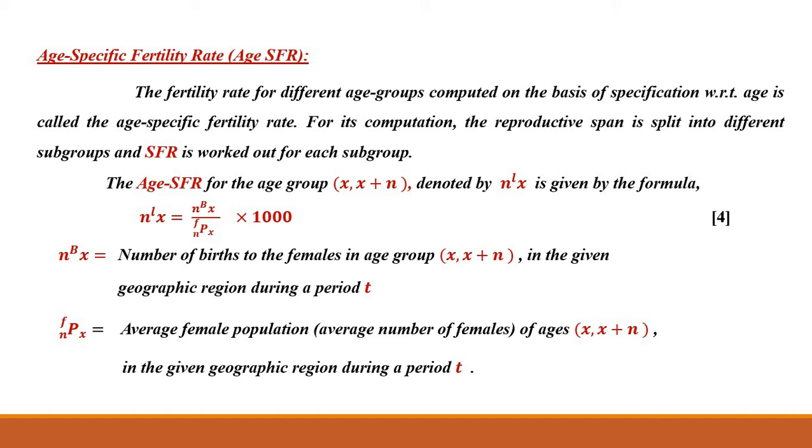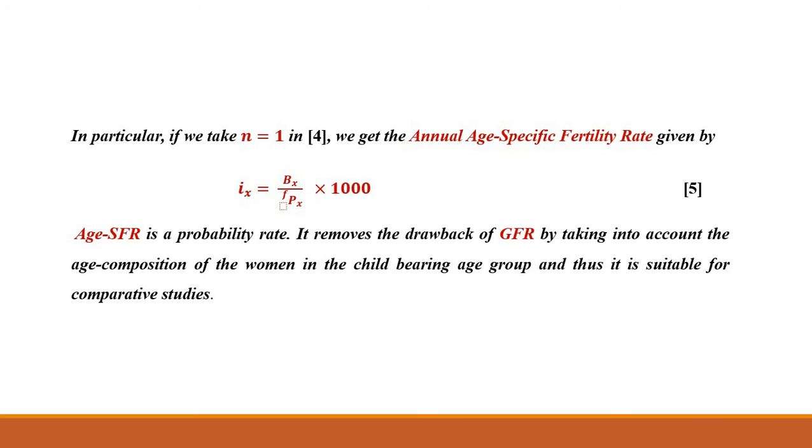Here nBx is the number of births to the females in the age group x to x+n in the given geographical region during a period T. And nFPx is the average female population, that is, the average number of females of ages x to x+n in the given geographical region during a period T. So in particular, if we take n equal to 1, then we get the annual age-specific fertility rate, and this can be written as Ix is equal to Bx by FPx, into 1000.